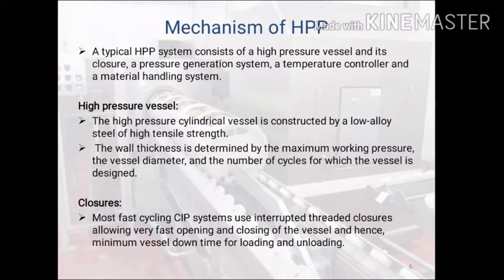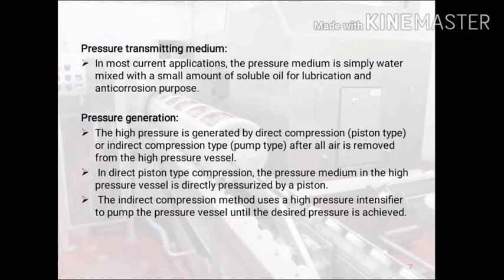In the case of closures, most fast cycling systems use interrupted threaded closures, allowing very fast opening and closing of the vessels, and hence minimum vessel downtime for loading and unloading of the product. In most current applications of high pressure processing of foods, the pressure medium is simply water mixed with a small amount of soluble oil for lubrication and anti-corrosion purposes.